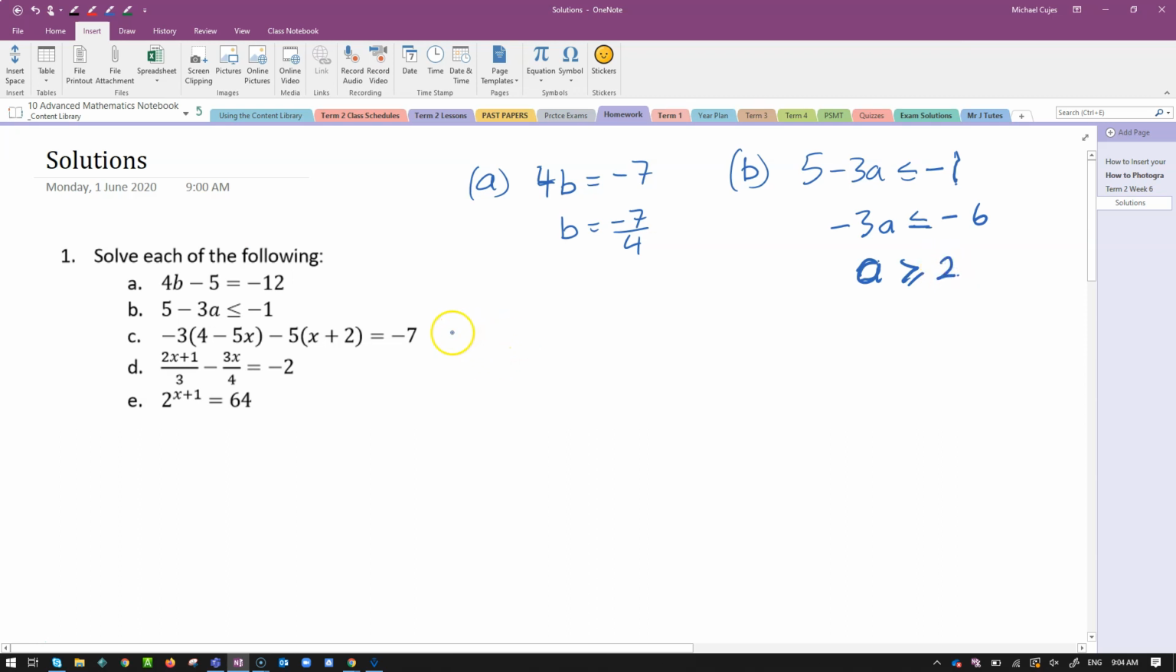Question C. Oh, let's just join straight on from there. Why not? Oh, I'm loving this. Nothing nice to do here but expand first. So negative 3 by 4, negative 12 plus 15x.